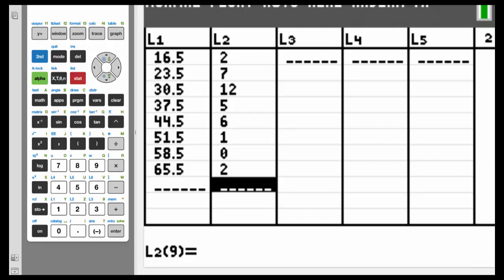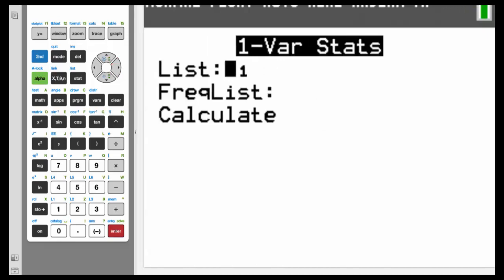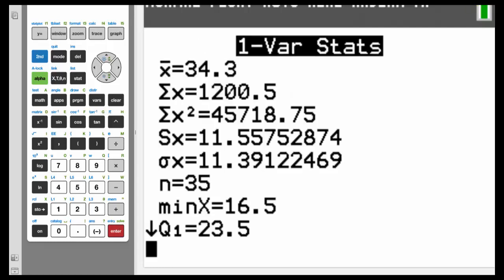So go to Stat, highlight Calc, and we're going to go to 1-Var Stats. The list we care about, that's the class midpoint, is going to be L1. Now our frequency list, I need to put something in. That's L2. Well, how do I put L2 in? Hit second and the number 2, right? And you should see L2. Hit Enter, highlight Calculate, and hit Enter.